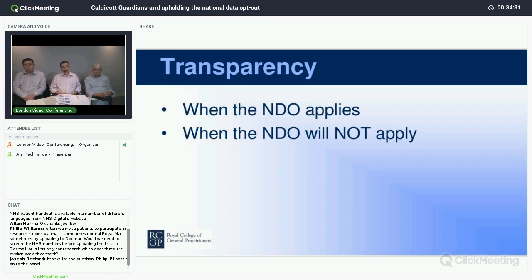You will recall that I mentioned the importance of transparency as one of our duties. Whether the NDO applies or not, we have to make sure that our patients are aware that the National Data Opt-out exists and whether it will or will not apply. So one example is a collection under Section 259, which is taking place. You do have to make sure your patients are aware of it, and they have to be aware that the National Data Opt-out will not apply to that dissemination of their confidential patient information.